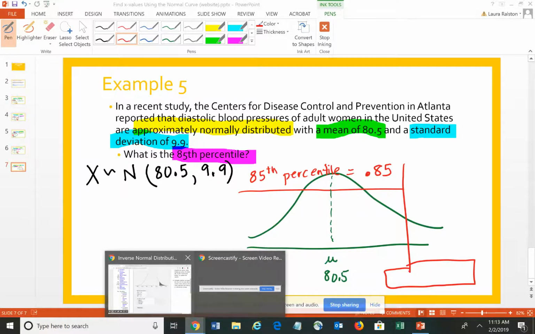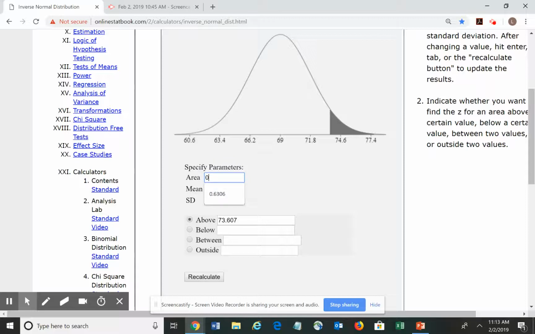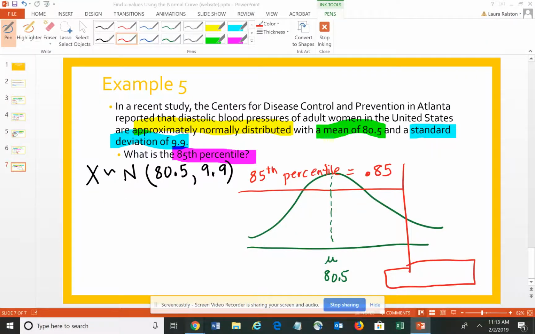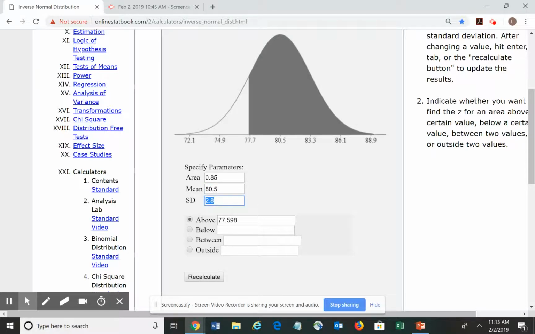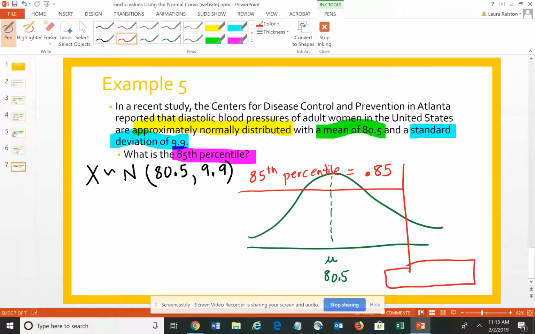So going out to our website, in this case we want 85%. My mean was 80.5. My standard deviation is 9.9, and I have to be below, by definition of the 85th percentile. I need to be below, and it comes out to be 90.761. So a woman who has a diastolic blood pressure of approximately 91, or 90.8, would be in the 85th percentile.